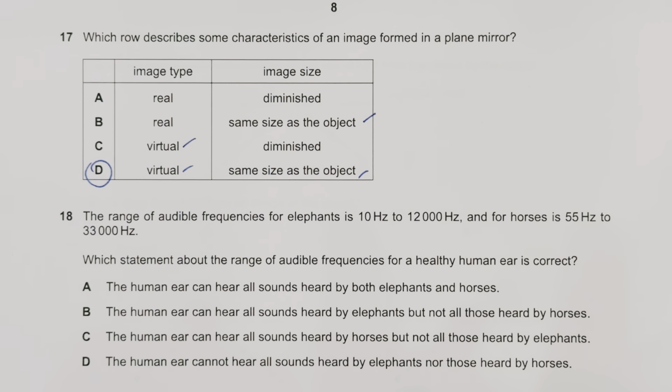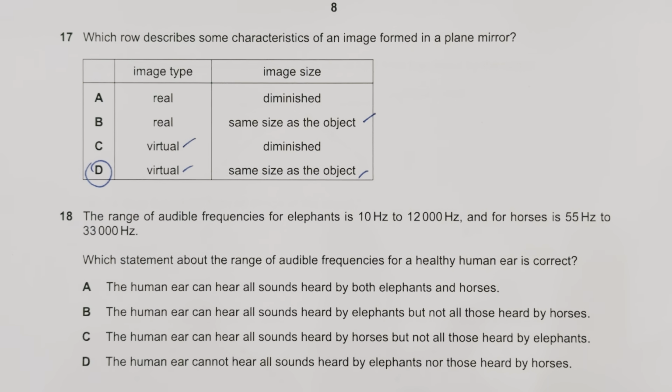We should read that option number D is carrying: the human ear cannot hear all sounds heard by the elephants nor those heard by horses, because our range does not cover all those values of elephant and horses. So option number D is the right option.